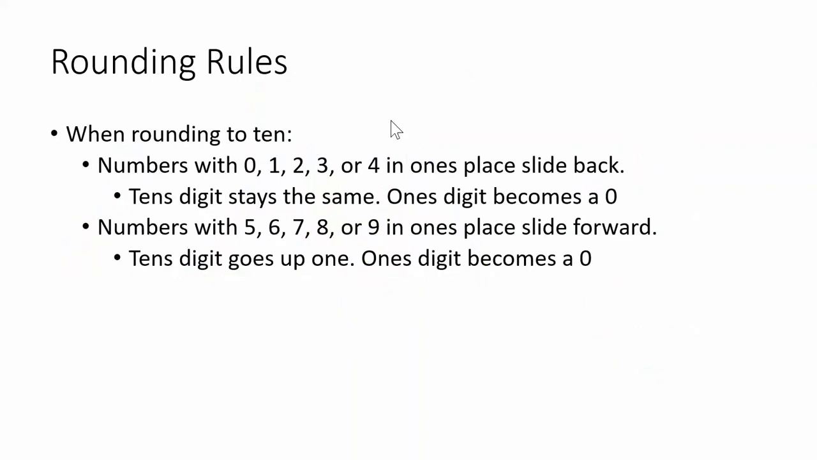So we can summarize this about rounding to 10. When we're rounding to 10, we're going to look at the number in the ones place. If there's a 0, 1, 2, 3, or 4 in the ones place, we're going to slide back into the valley. This means that the tens digit will stay the same, but the ones digit will become a 0. If there's a 5, 6, 7, 8, or 9 in the ones place, we're going to slide forward into the valley. This is going to make the tens digit go up 1. But again, the ones digit will remain 0.